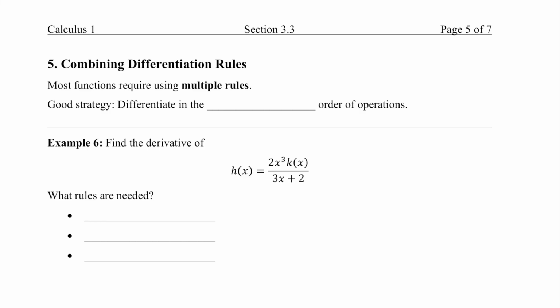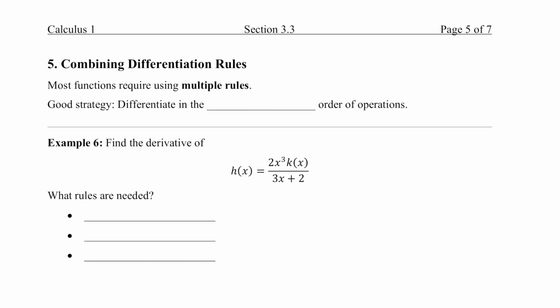So far, we have learned several differentiation rules. We learned the power rule, the sum rule, the difference rule, the constant multiple rule, the product rule, and the quotient rule. But in many problems, we will not use just one rule. Most functions require multiple rules working together. So this section is about combining differentiation rules. In real problems, functions are more complicated, and we need to apply several rules step by step.